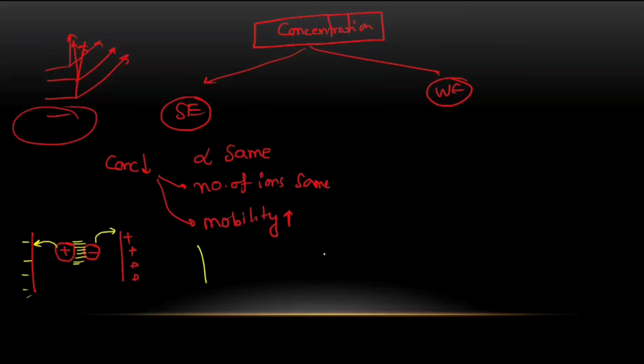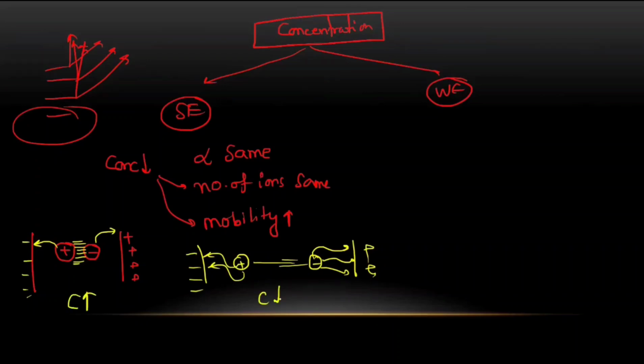Now consider another case, a very dilute solution. Dilute solution means cation and anion are far enough apart. Suppose the cation is here and the anion is here. Now this interaction is less, so the ions can move easily. There is no restriction from the opposite ion. So here concentration is higher, here it is lower. Lower concentration means less force of attraction between cation and anion, and more mobility.